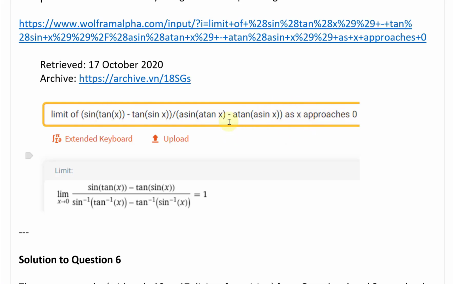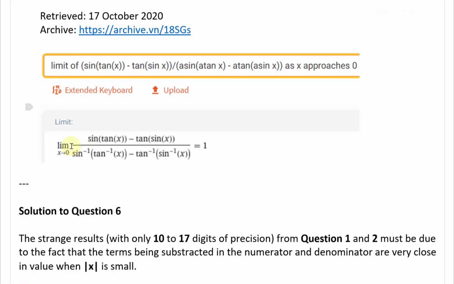As x approaches 0, you get the limit as x approaches 0, and it automatically shows you in this format. Sine tan of x minus tan sine of x, etc., inverse sine of inverse tan of x minus inverse tan of inverse sine of x, all brackets, equals 1. Fascinating stuff.